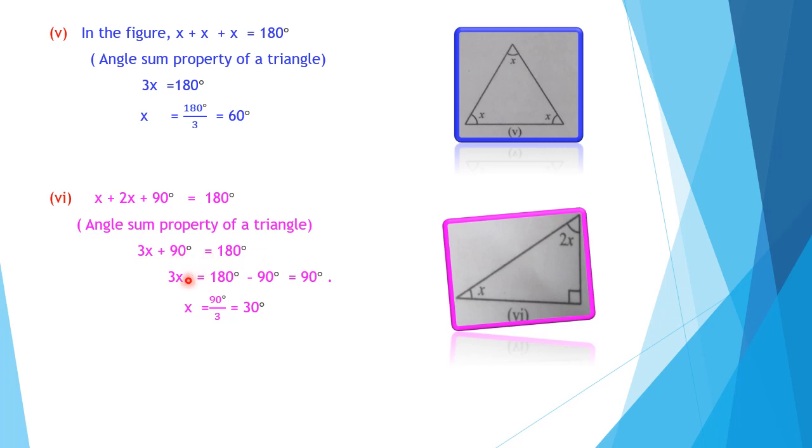Therefore 3x equal to 180 degree, here plus 90 we have, so we have to do minus 90. 180 degree minus 90 degree is equal to 90 degree. So x is equal to 90 degree divided by 3 is equal to 30 degree. Okay children, here it is 3x means 3 into x. 3 into x equal to 90. So x equal to, we have to do division by 3. 90 divided by 3 is equal to 30 degree.